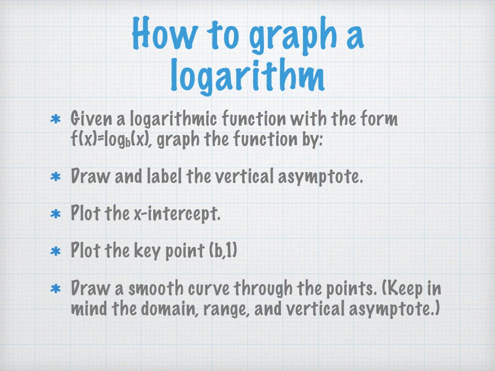So if I were to ask to graph a logarithm, which I won't have you do, but you might do later on in your life, given a logarithmic function of the form f of x equals log base b of x, you would graph the function by first drawing and labeling your vertical asymptote. Then you would plot your x-intercept, plot your key point, and then you'd draw a smooth curve, keeping in mind the domain, the range, the vertical asymptote, making it look like one of those two versions of the function that we just saw, based on whether b is greater than 1 or between 0 and 1.